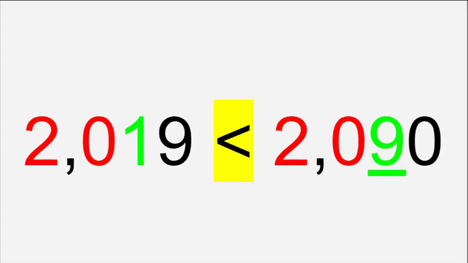The first number has a 1. The second number has a 9. 1 is smaller than 9. 9 is bigger than 1. The answer is 2019 is less than 2090. Be sure to check your answer.